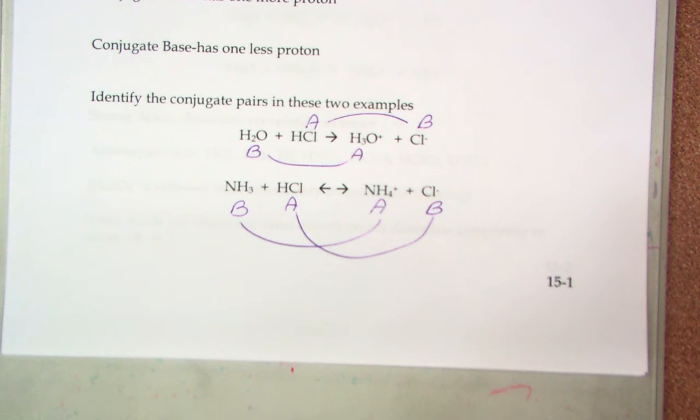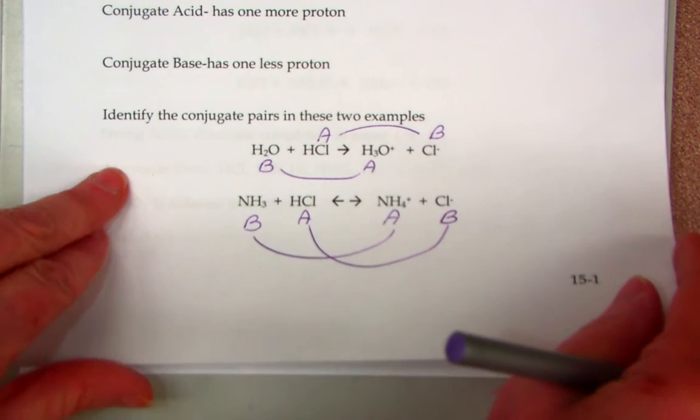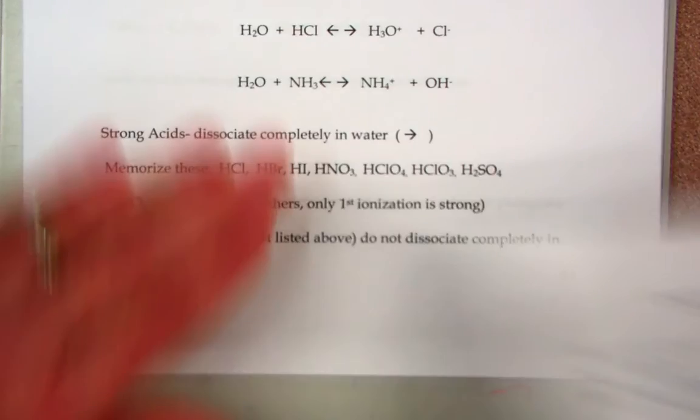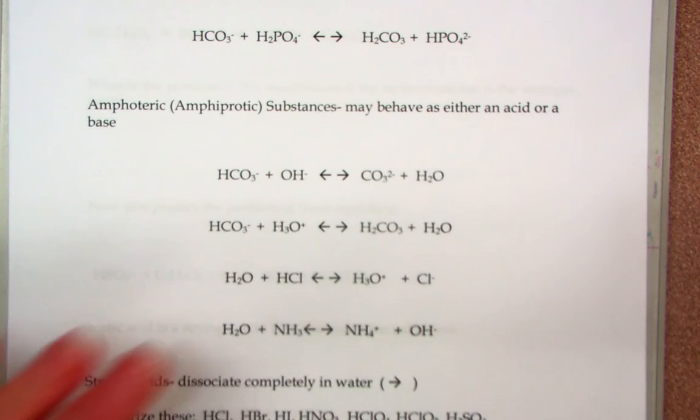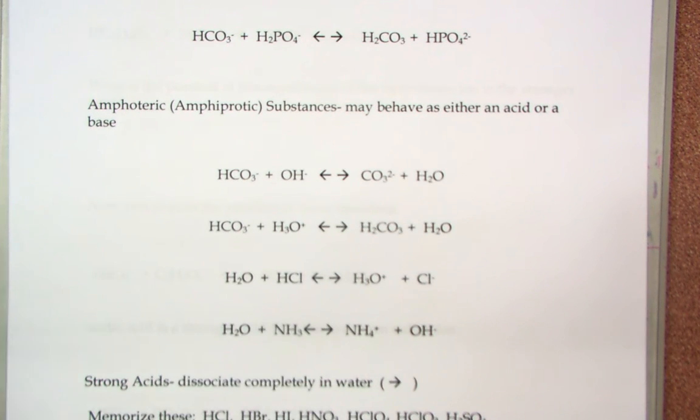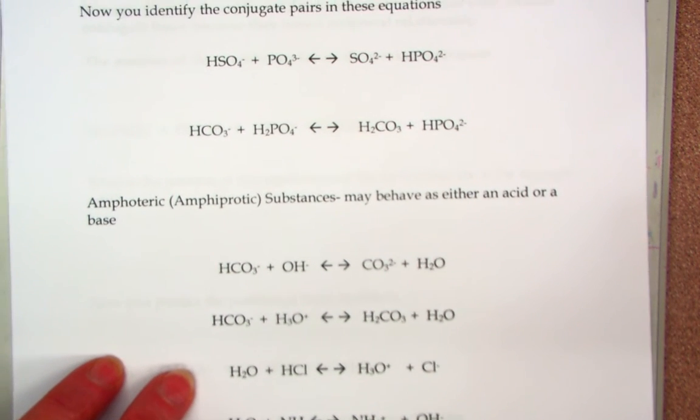So when you have something like sulfuric acid, H2SO4, the sulfate ion comes from that, but that's not its conjugate base because it's two protons different. So you have to remember that definition as we're working through this. So go ahead and look at the equations on the next page, at the top of the page, and just identify the acid-base conjugate pairs in these two equations on the top.